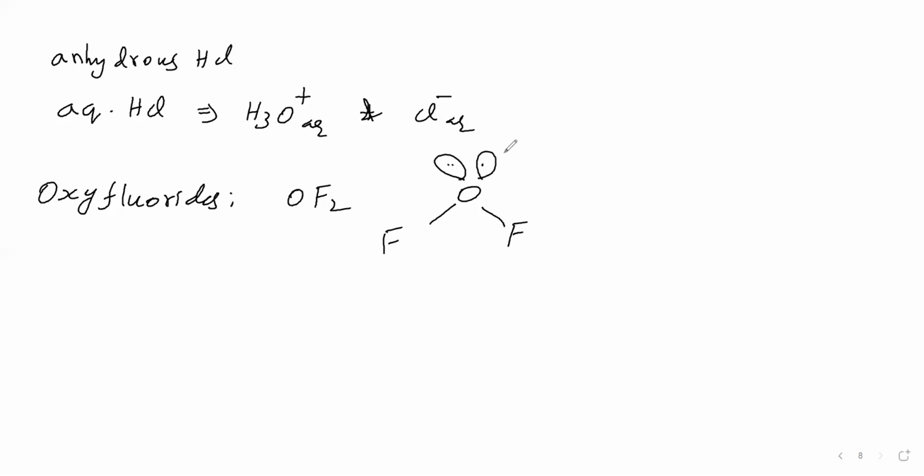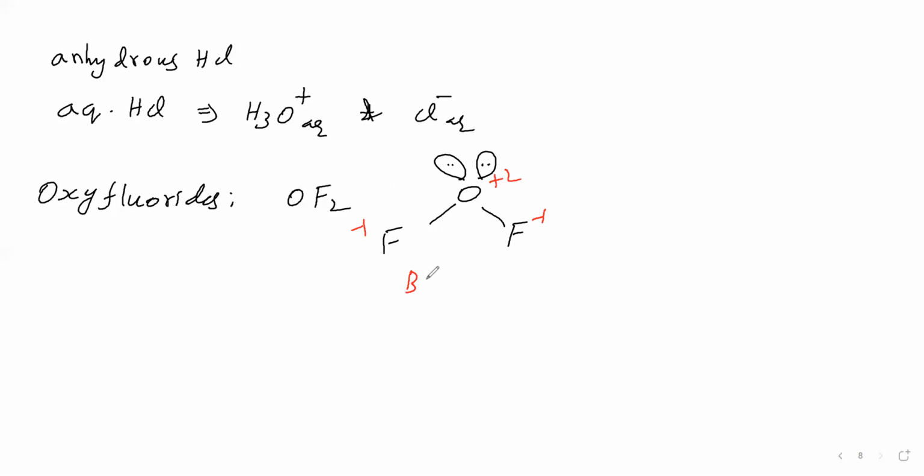OF2, we are writing like this. Oxygen oxidation number is +2, fluorine is -1. Therefore, it is called fluoride. We should not say oxide. This is stable at 298 Kelvin.